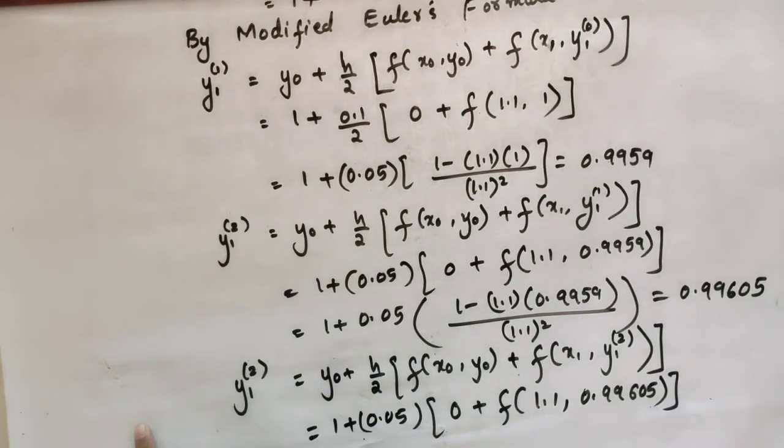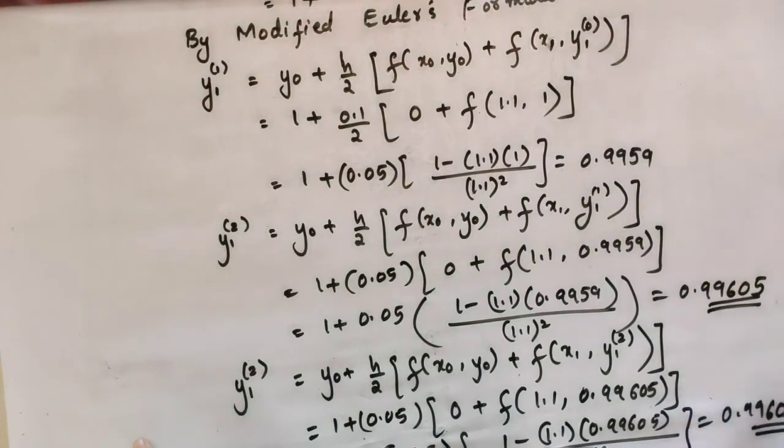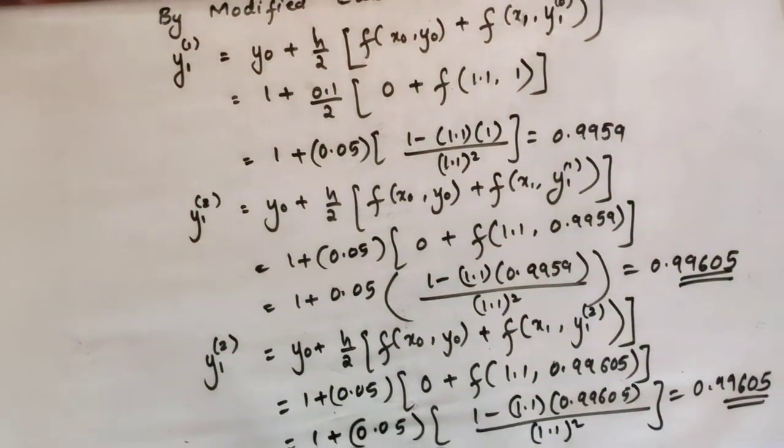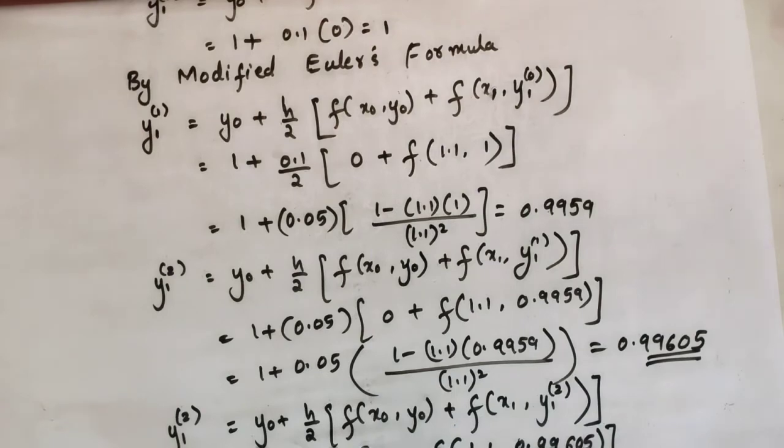It's 1 plus 0.05 into 1 minus 1.1 into 0.99605 divided by 1.1 square. The simplified value for this, after substituting the values in the calculator, is 0.99605 only. Now these decimal places for the 2 consecutive steps, the second approximation and the third approximation, are appearing the same. So up to 5 decimal places we have got the correct answer. I hope this is clear to all of you.